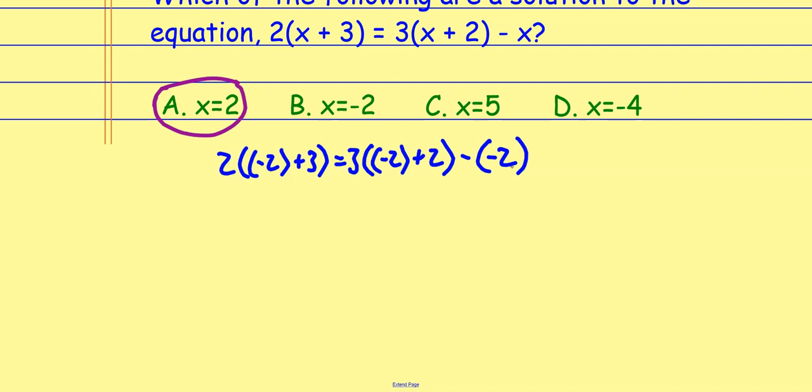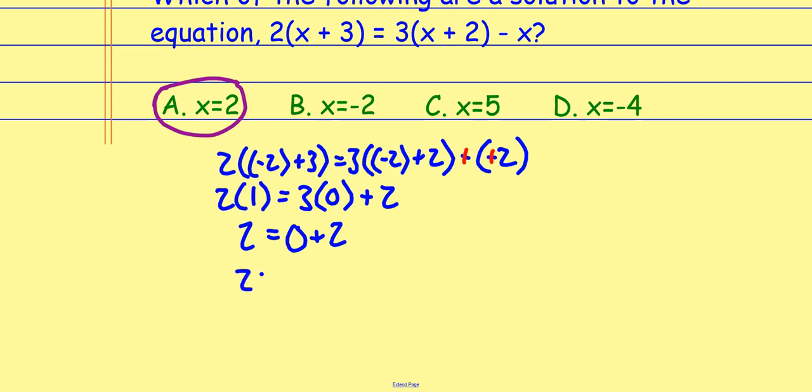And now I start to simplify. Over here inside the parentheses, I do the addition. Over here inside the parentheses, I do the addition. That gives me a 0. That's interesting. And here, I'm going to change minus a negative. That's the same as adding the opposite. Remember, anytime you're subtracting, you can change it to adding the opposite, so that becomes a +2. And so now here I get a 2 equals 0 plus 2. I do that multiplication first. Now I do the addition. 2 equals 2. That is a true statement, which means I found another solution.